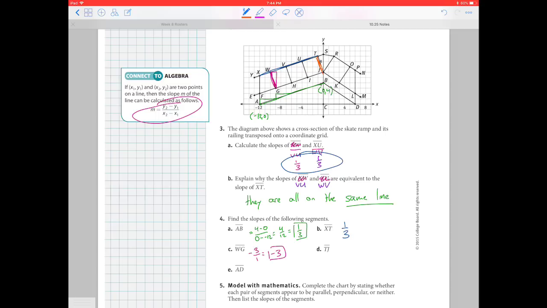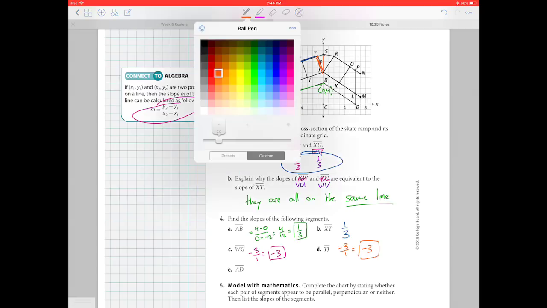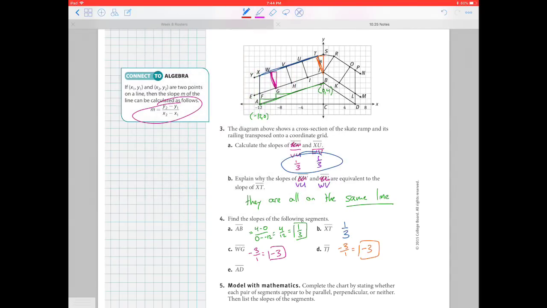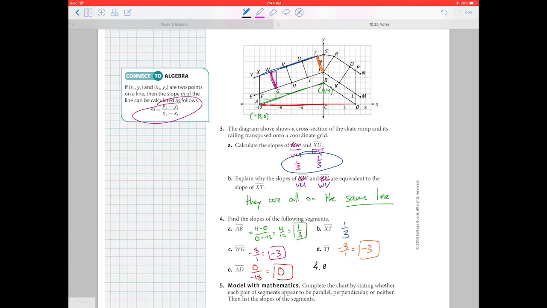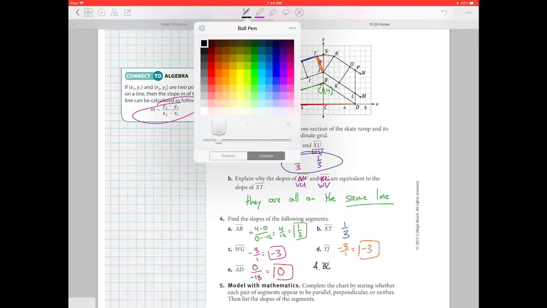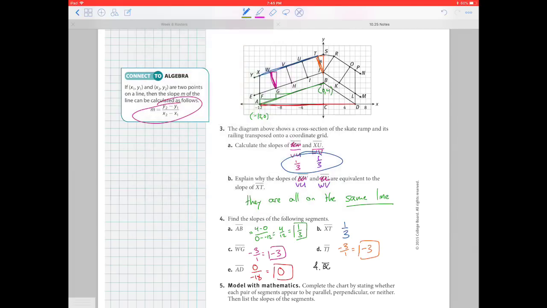TJ, which is this line right here, let's run 1 to the right, down 3. So again, that's -3 over 1, which is just -3 if we simplify it. AD, which is this whole line right here, that would be 0 over, I think we said in class, -18, so we can simplify that to just 0. Then I added in one last one, which was BC, and we said the slope of that, this line right here, was 4 over 0, which we can't do, so that's undefined.